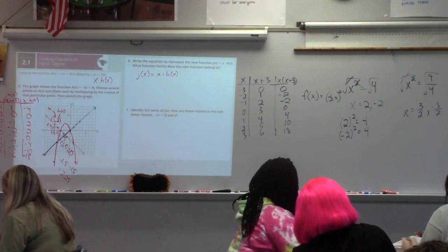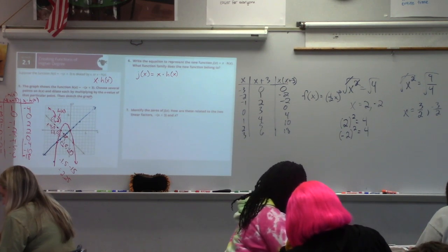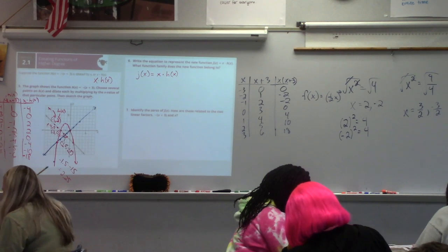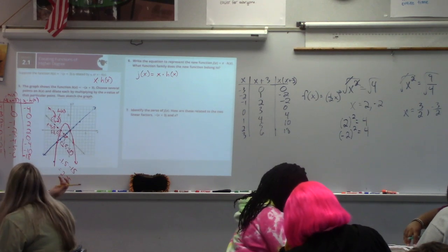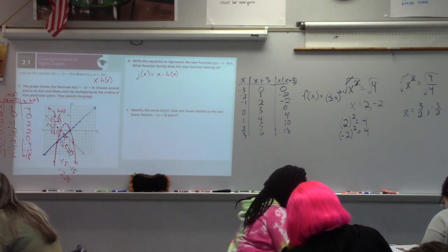Can't it just be a general sketch? You need actual points and be accurate. Would it be the equation from the first one, from 6, I mean, 5? Do we have 5 or 4? Well, it's 5 on my page.